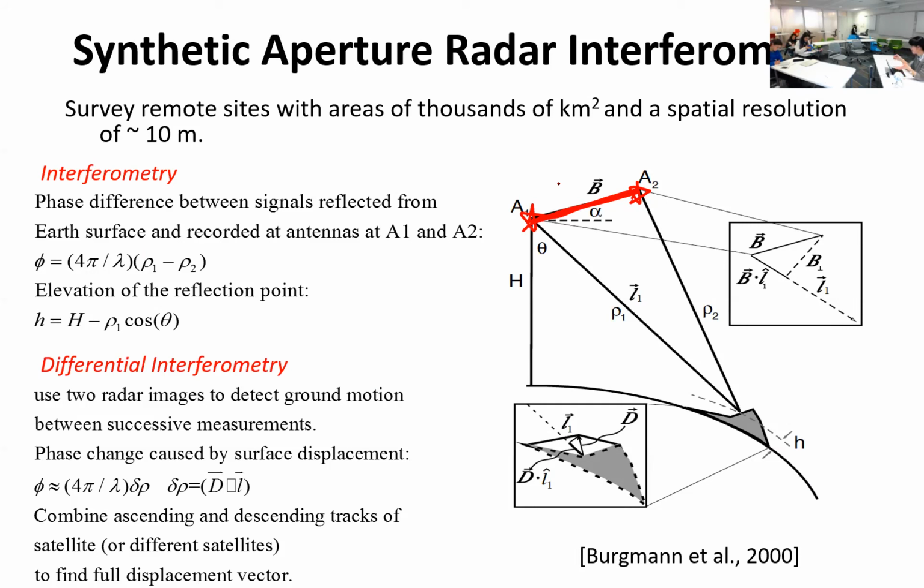But in the end, everything else is similar. You can calculate the phase difference if you have the radar signal reflected from the Earth's surface and then recorded at these two antenna positions, A1 and A2. That phase difference is going to be proportional to 4 pi over the wavelength of the radar and the difference between the distances from the surface point to the A1 and A2 points. You can also calculate the height of the antenna above the surface of the Earth. So that's one way it is used in planetary science, to image the topography of Earth and other planets.